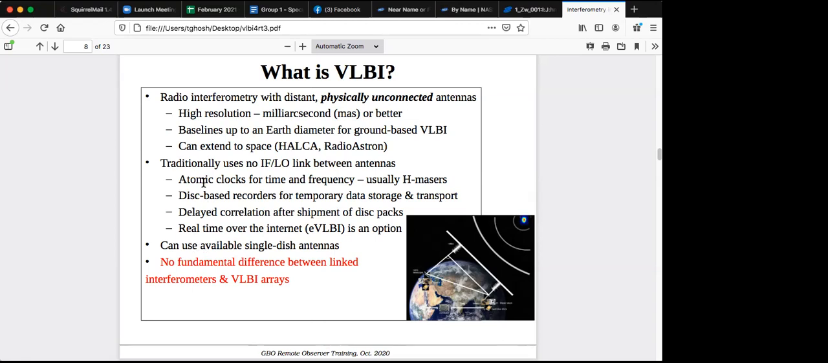Another advantage of this is that one can use regular, already made single dish antennas. It doesn't have to be purpose built. That has its plus points and minus points, but mostly, you can repurpose an already existing radio telescope. Otherwise, there's no fundamental difference between a linked interferometer and a VLBI array. Okay, let's carry on.